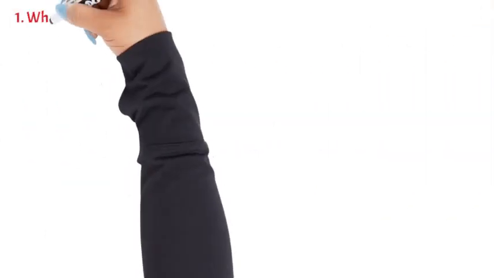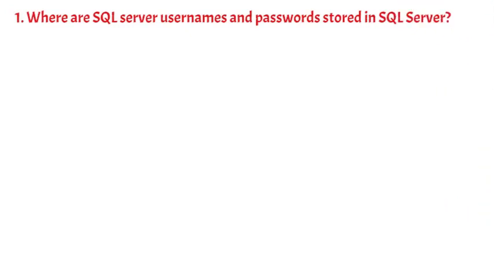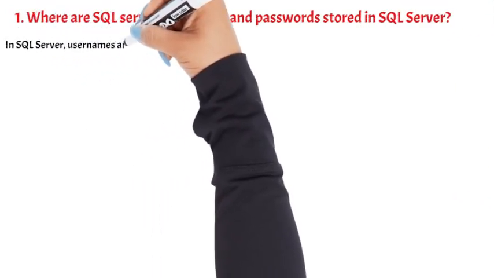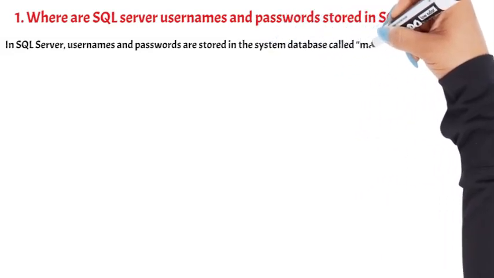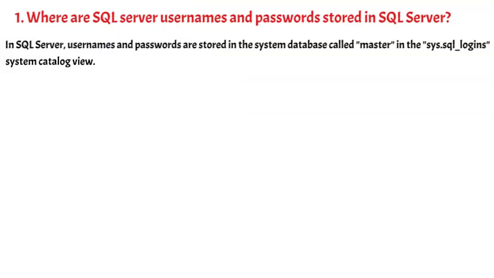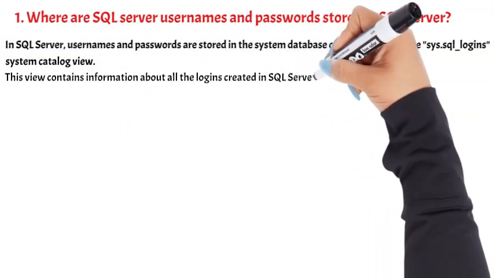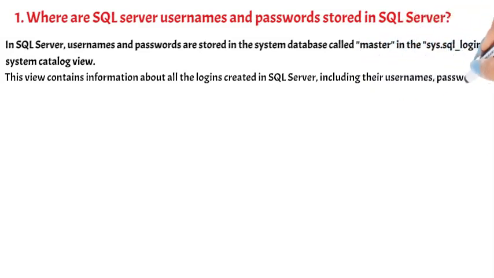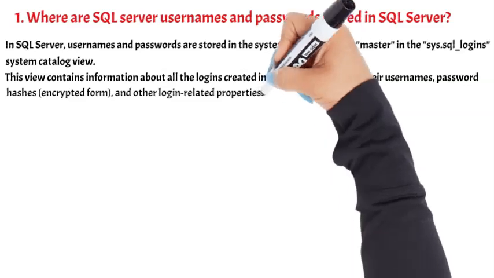1. Where are SQL Server usernames and passwords stored in SQL Server? In SQL Server, usernames and passwords are stored in the system database called master, in the sys.sql_logins system catalog view. This view contains information about all the logins created in SQL Server, including their usernames, password hashes in encrypted form, and other login-related properties.